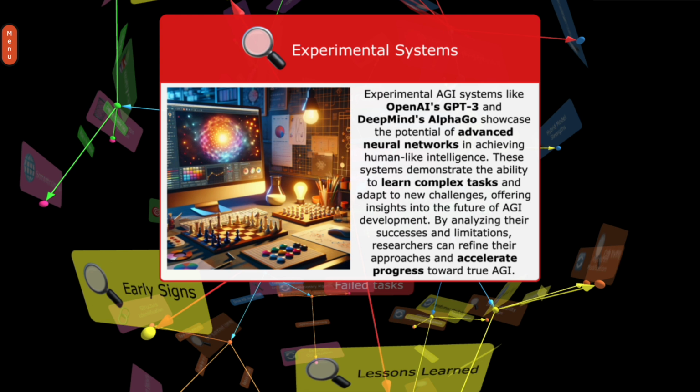Experimental AGI systems like OpenAI's GPT-3 and DeepMind's AlphaGo showcase the potential of advanced neural networks in achieving human-like intelligence. These systems demonstrate the ability to learn complex tasks and adapt to new challenges, offering insights into the future of AGI development. By analyzing their successes and limitations, researchers can refine their approaches and accelerate progress toward true AGI.